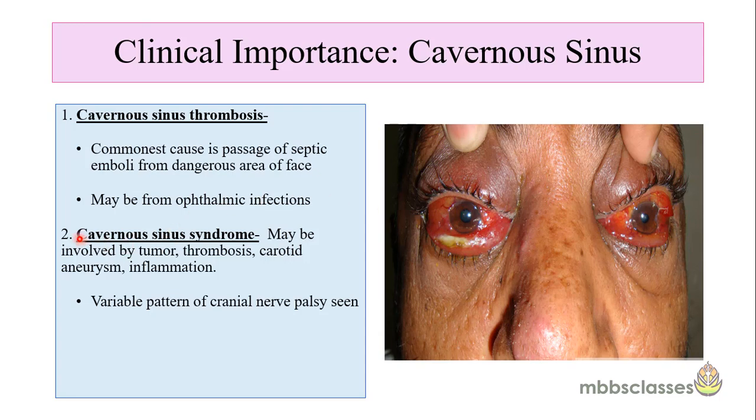Then there is the cavernous sinus syndrome. It is seen that the cavernous sinus may be involved by multiple tumors, thrombosis, carotid aneurysms, and infections. And since we have seen the cavernous sinus is related to the third, fourth, fifth and sixth cranial nerves, there is a variable pattern of cranial nerve palsy which is seen in different cases.